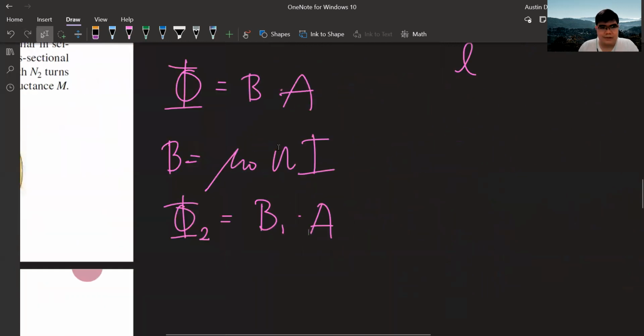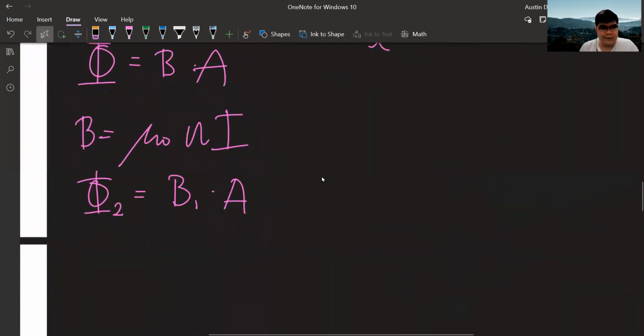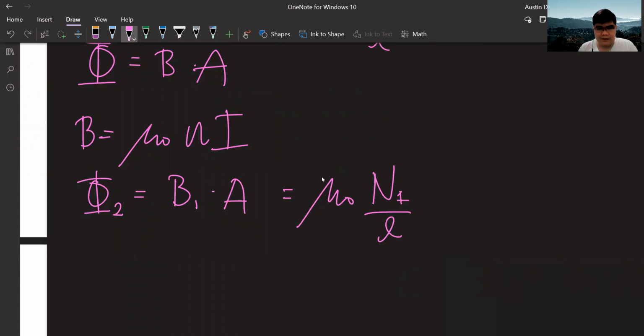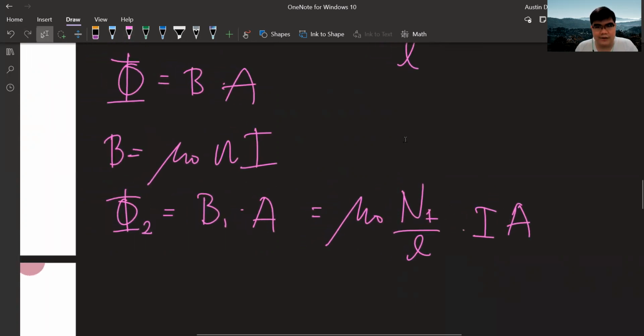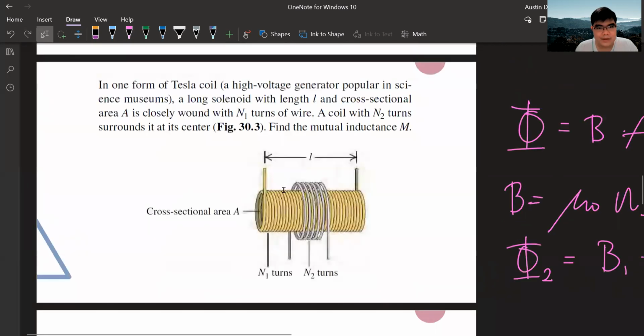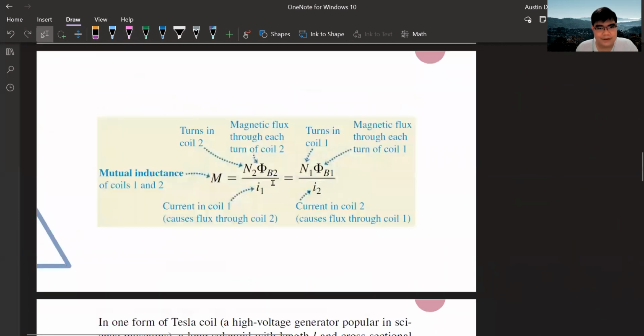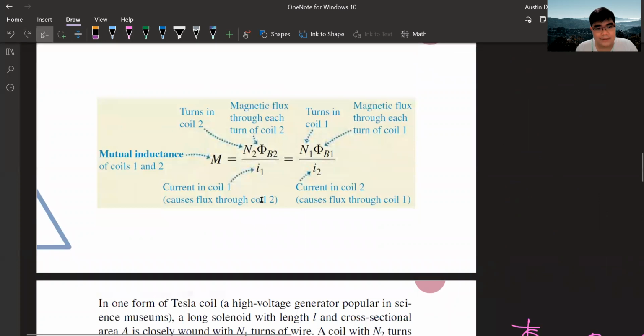Okay. So, therefore, si phi would become mu naught times capital N1 divided by the length times I times A. Very straightforward pa. And then, ang mutual inductance, paano siya kunin? So by this.